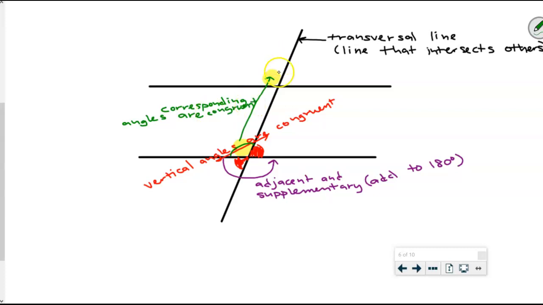Congruent. So I am going to color this one in the same color that I color this one to show that they are congruent. They will have the same measure.